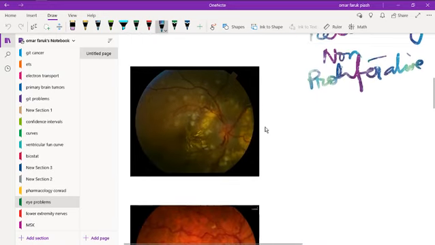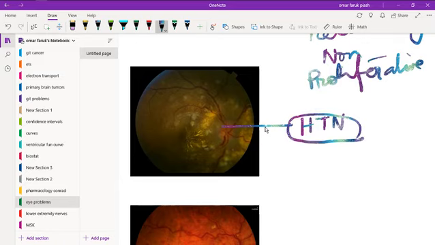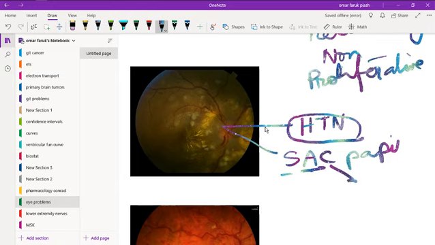This is the picture of hypertensive retinopathy. It also happens in a patient who has a long history of hypertension. Here you can remember a mnemonic called SACPUP: silver wiring, arteriovenous nicking, cotton wool spot, and papilloedema. These are important features present in hypertensive retinopathy, and presence of papilloedema requires immediate lowering of blood pressure.